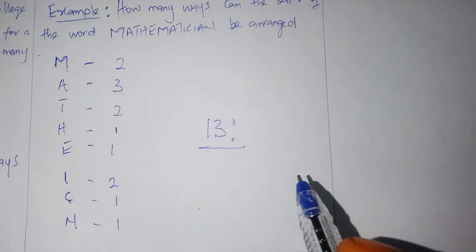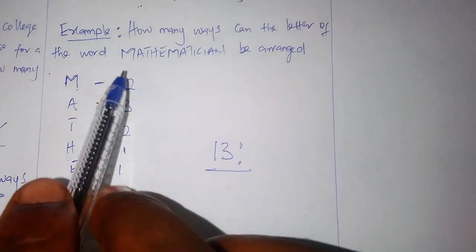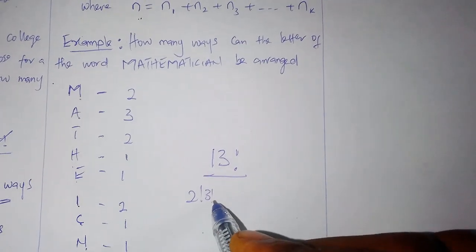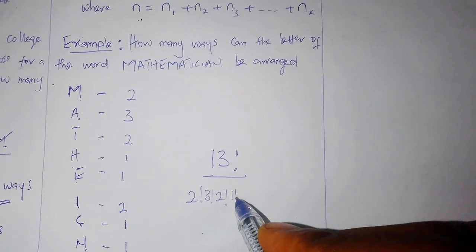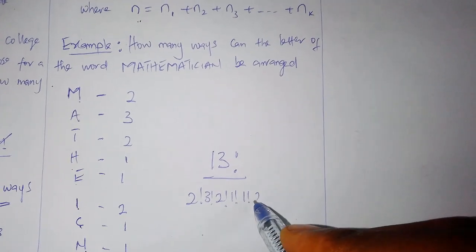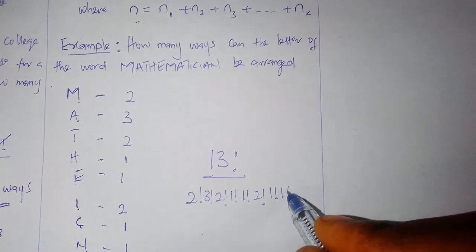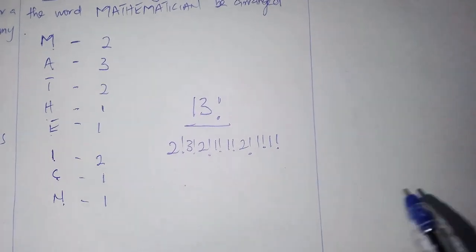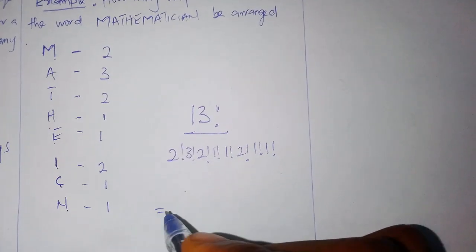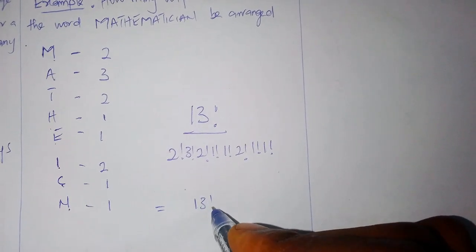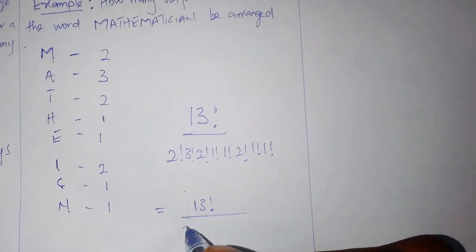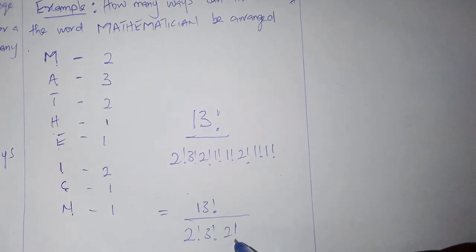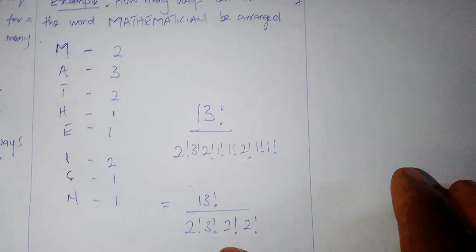That becomes 13 factorial over each of these. That is over 2 factorial, 3 factorial, 2 factorial, 1 factorial, 1 factorial, 2 factorial, 1 factorial, and 1 factorial. Now, all our 1 factorials are equal to 1. So let's solve for the rest. We're left with 13 factorial over 2 factorial, 3 factorial, 2 factorial, and 2 factorial.